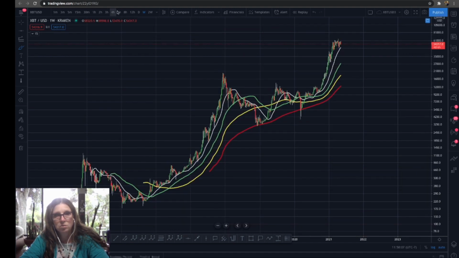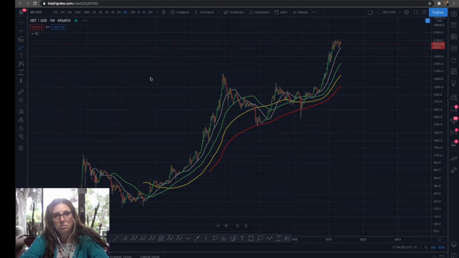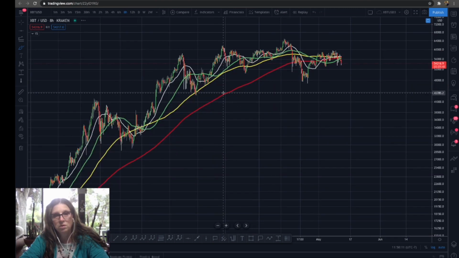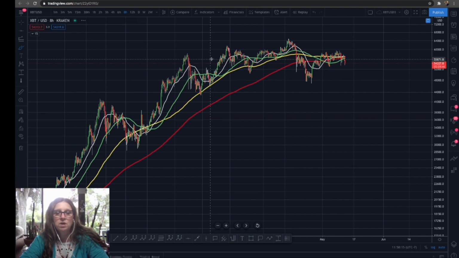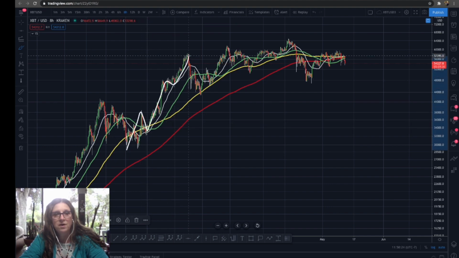Let's go down to the 8-hour and talk about this correction. So you can easily say that this is a 1, a 2, a 3, a 4, and a 5.